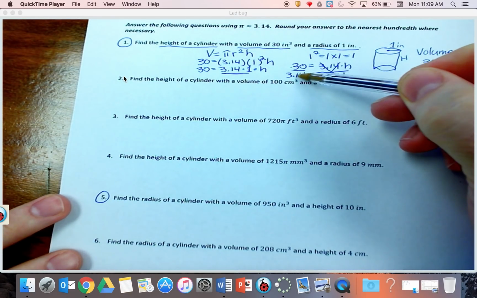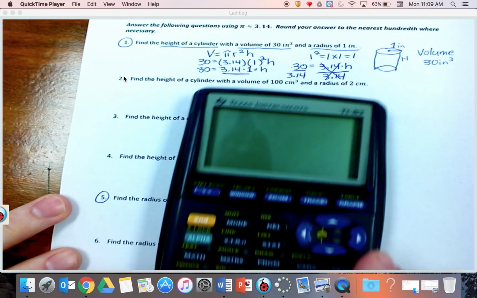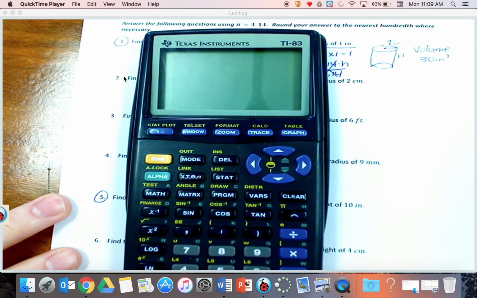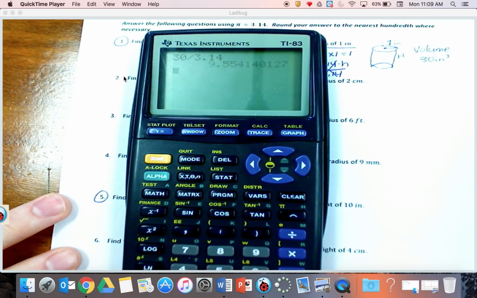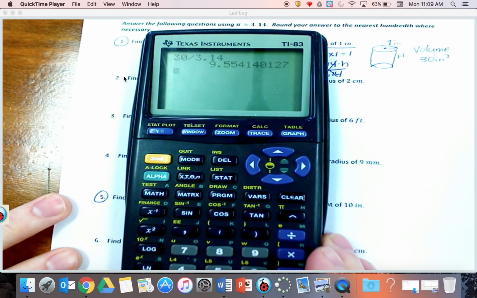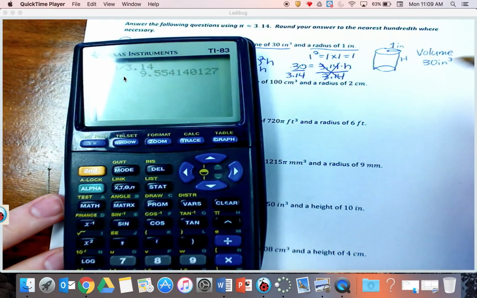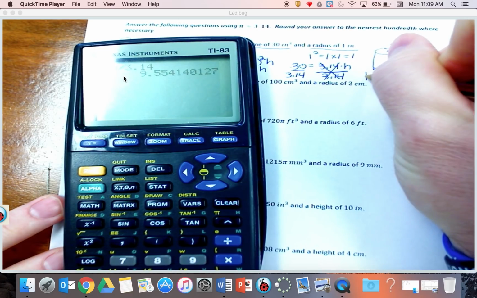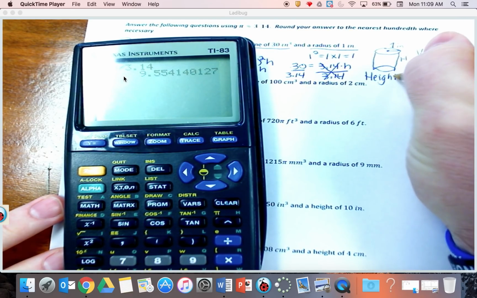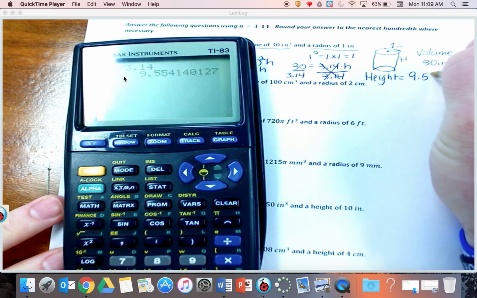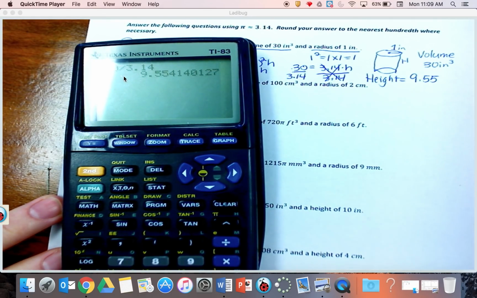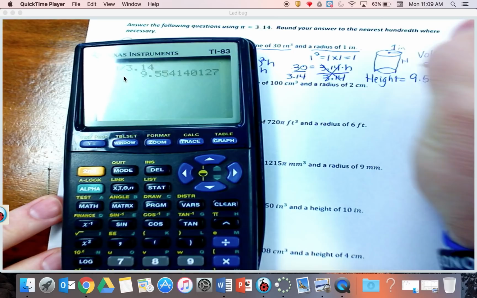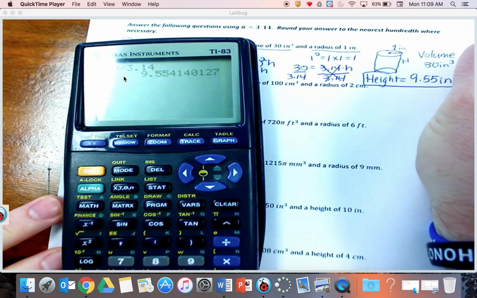I can now type this into my calculator: 30 divided by 3.14. I end up finding my answer to be 9.554, and I'm going to round that up to 9.55. So my answer here, when I solve that, is my height is now 9.55, and I need to know what type of unit. We're using inches. So this would be my solution for this one.